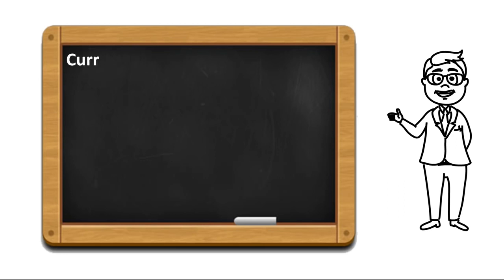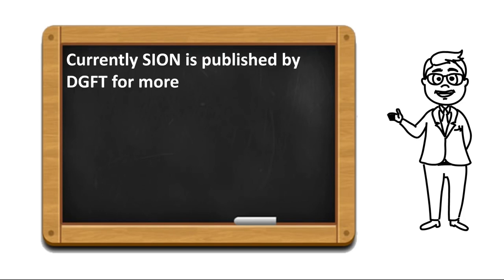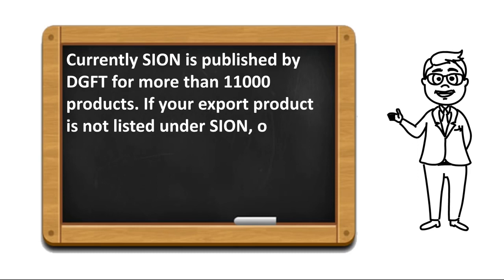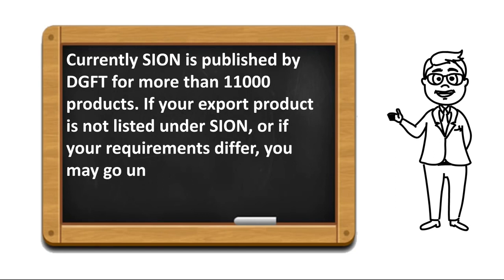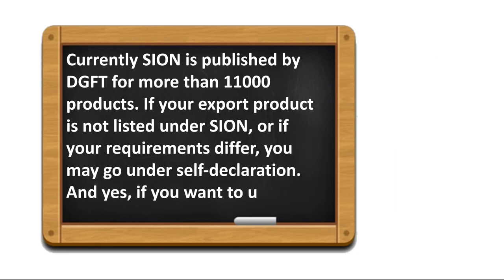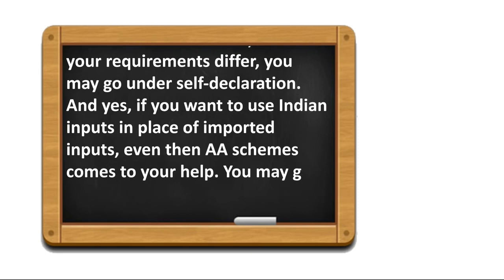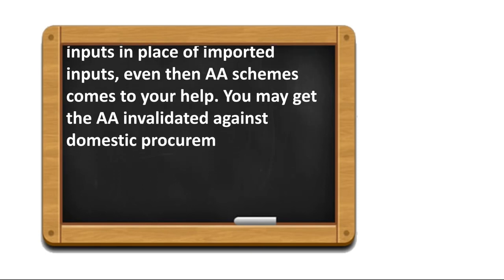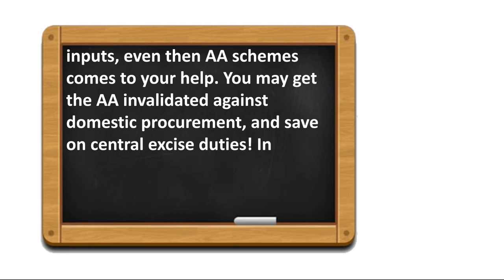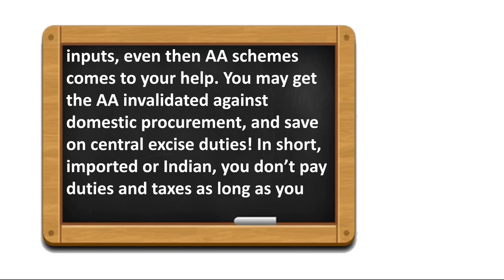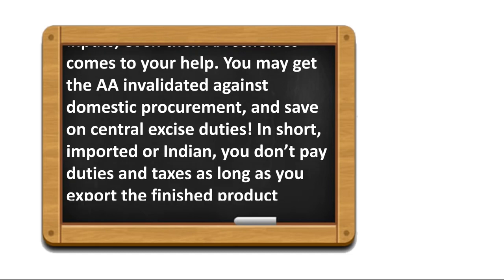Currently, SION is published by DGFT for more than 11,000 products. If your export product is not listed under SION, or if your requirements differ, you may go under self-declaration. And yes, if you want to use Indian inputs in place of imported inputs, even then AA scheme comes to your help. You may get the AA invalidated against domestic procurement and save on central excise duties. In short, imported or Indian, you don't pay duties and taxes as long as you export the finished product.